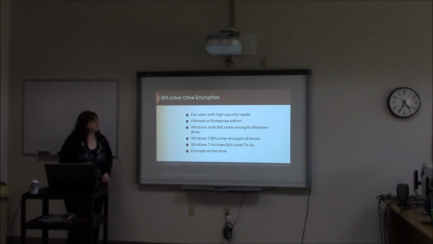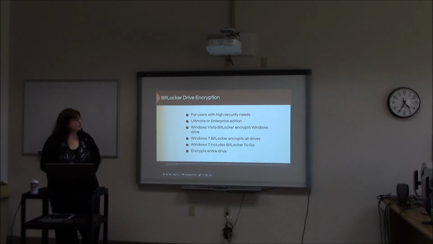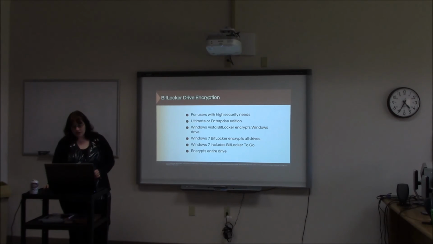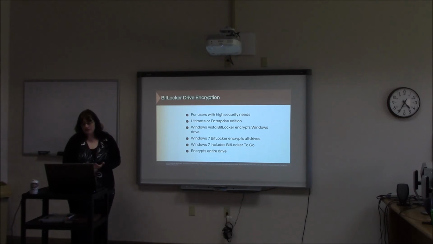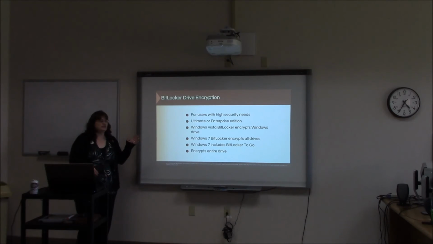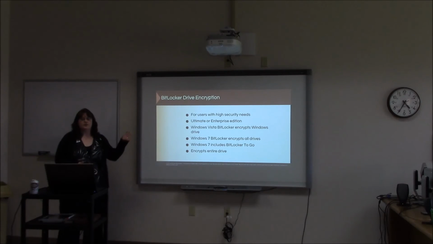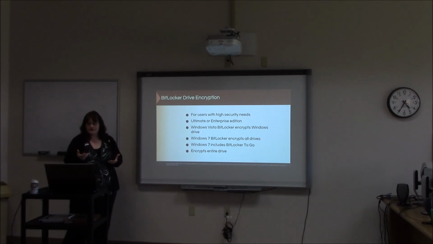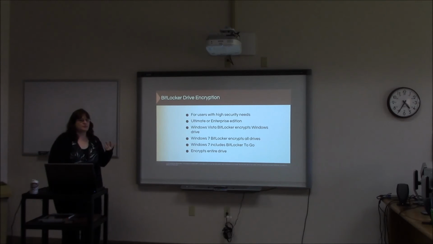BitLocker is used to encrypt a hard drive. This is with the Ultimate or the Enterprise edition of Windows. In Windows Vista, it just encrypted the drive that Windows was stored on. In Windows 7, it encrypts just about anything. There's BitLocker To Go, which will do your removable media, your flash drives and things like that. But it does encrypt the entire drive.